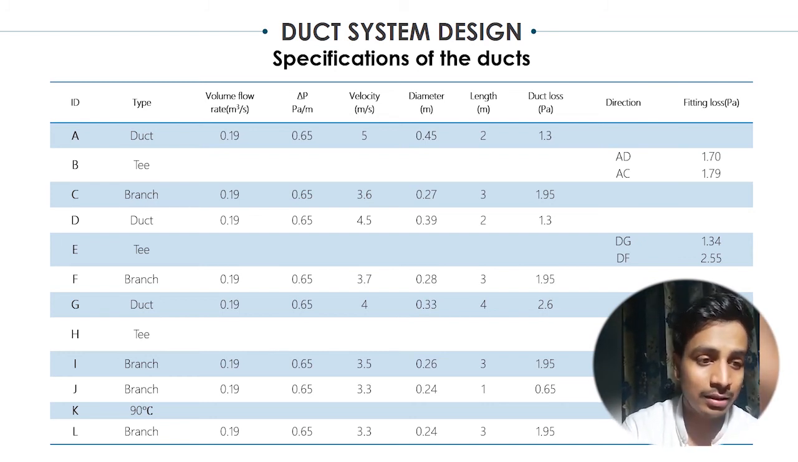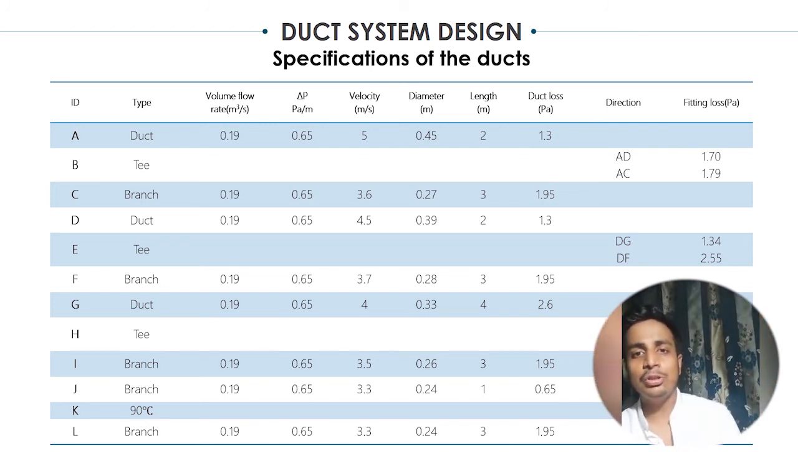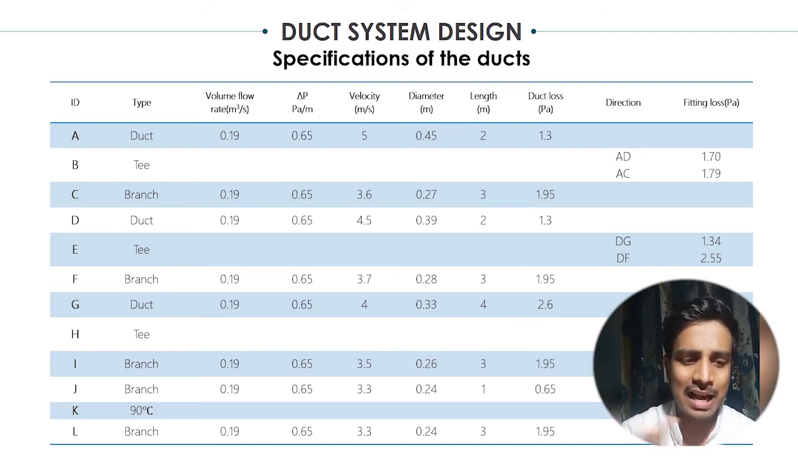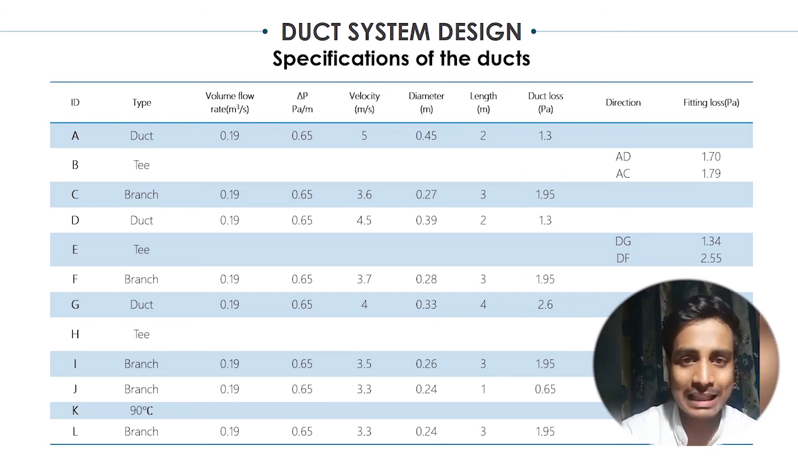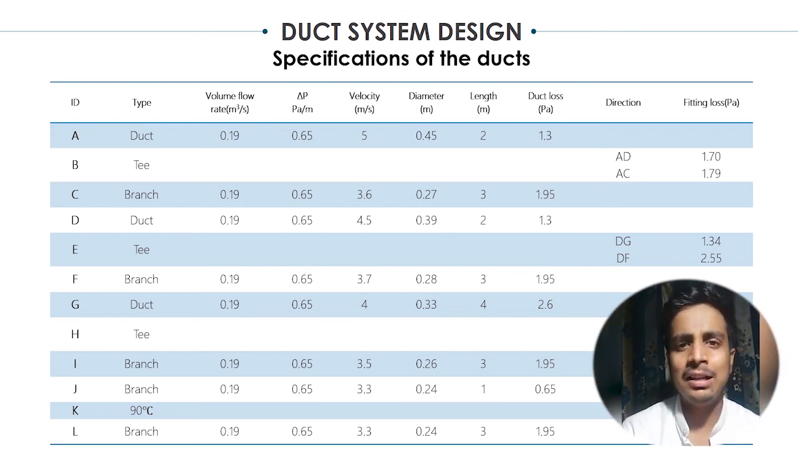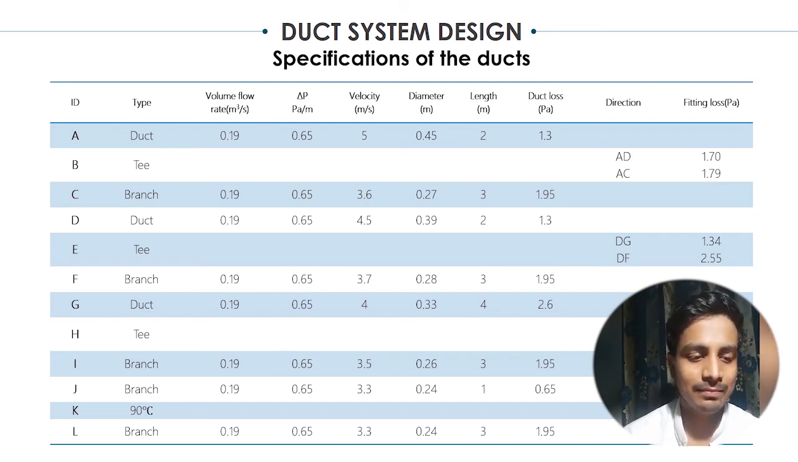I can calculate volume flow rate, pressure loss, and what is the velocity. Actually the initial velocity which we give is 5 meters per second. That is acceptable by ASHRAE and the whole physical world. And the other is what is the diameter of the duct, what is the length of the duct. All are calculated in this chart which I showed by the equal friction method.